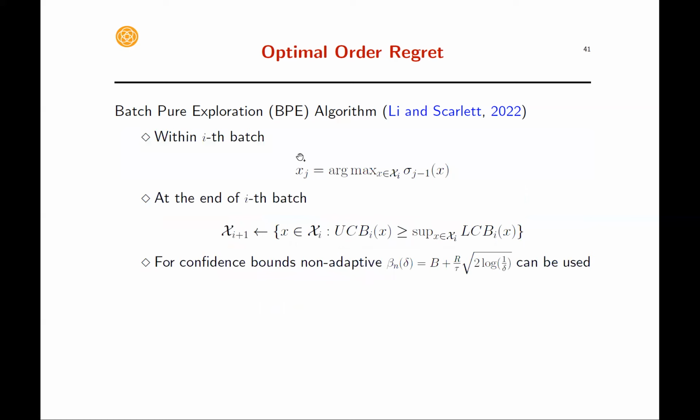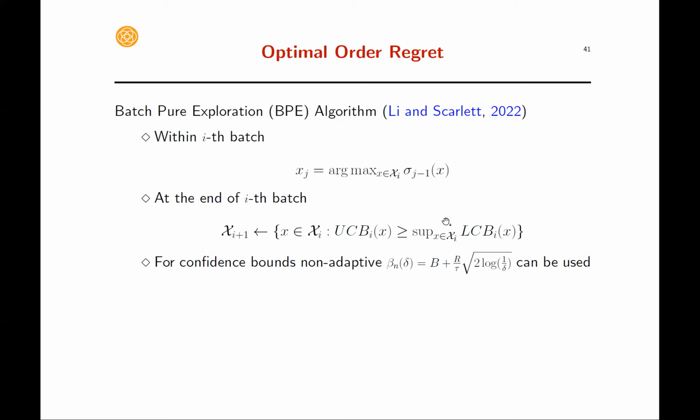So just to see mathematically what they're doing, within the ith batch, they select the next observation point as the point that maximizes the variance. So it seems like they don't want to converge to the optimum point. They just try to reduce the uncertainty. But at the end of each batch, we use confidence intervals to prune the space and limit it to the arms or the regions which can be the maximum.